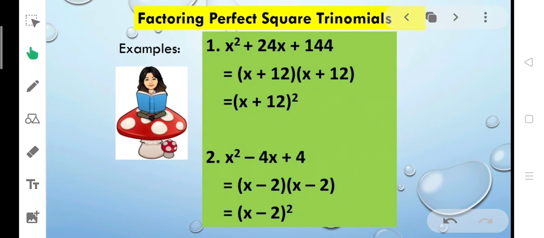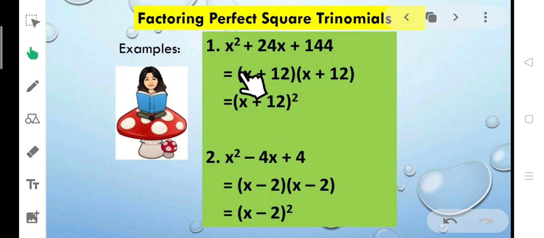Alright? Now let's have perfect square trinomials. You can identify perfect square trinomials by just looking at the first and the last terms. So the first and the last terms must be perfect squares. Just like this one, x squared plus 24x plus 144. This one is a perfect square. This one is also a perfect square. So to get the factors, we have two binomial factors. Okay, so just factor the first term.